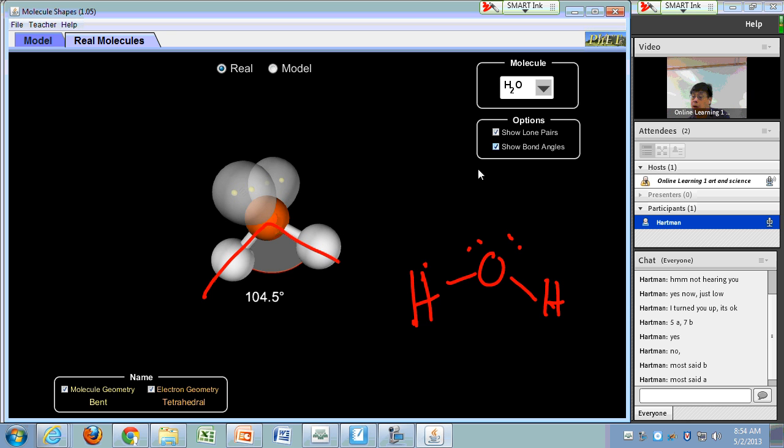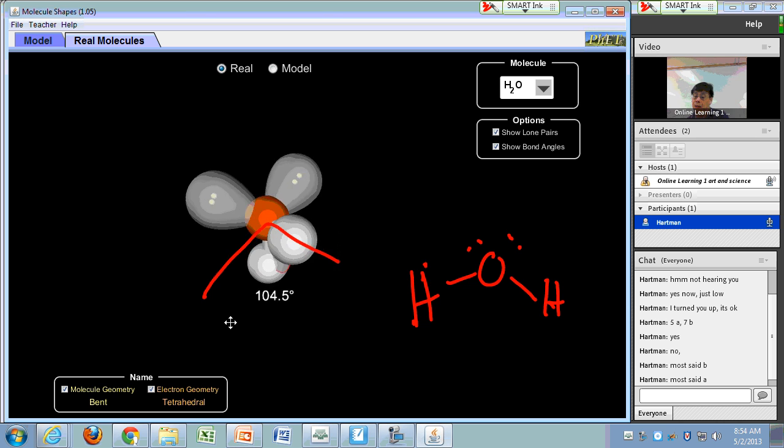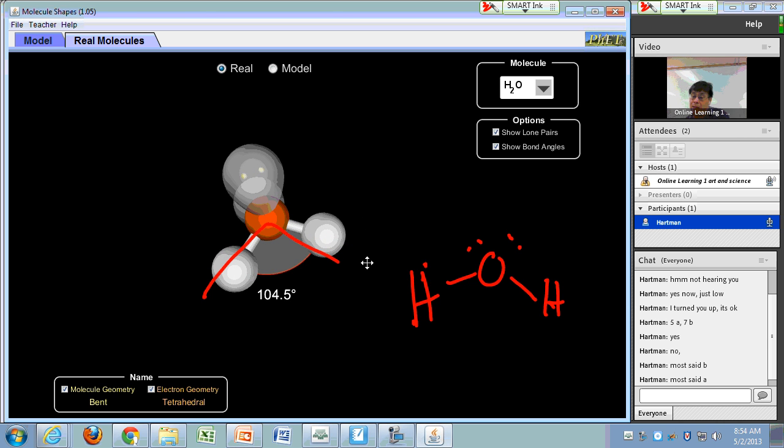Now, if you show the bond angles, you'll see something interesting here. In water, the angle is not really 109.5. It's 104.5. Why is that? It's a smaller angle that's less than 109.5. And the reason for that, like I said, is these lone pairs are bulkier groups, and so they push those single bonds closer to each other.